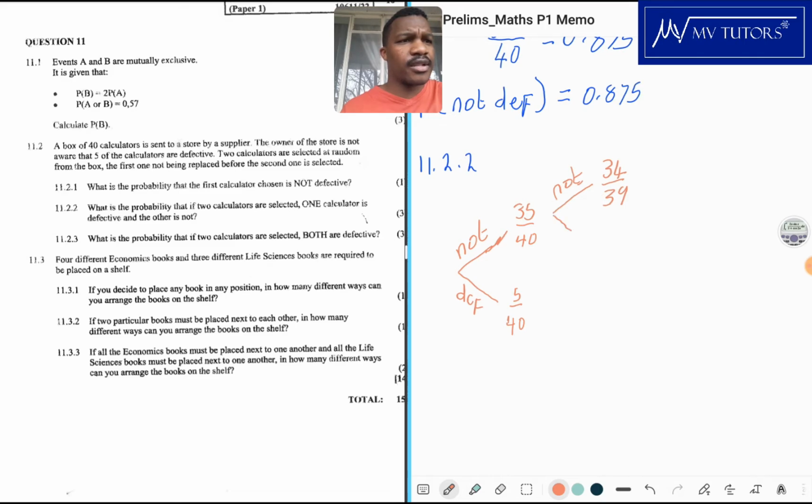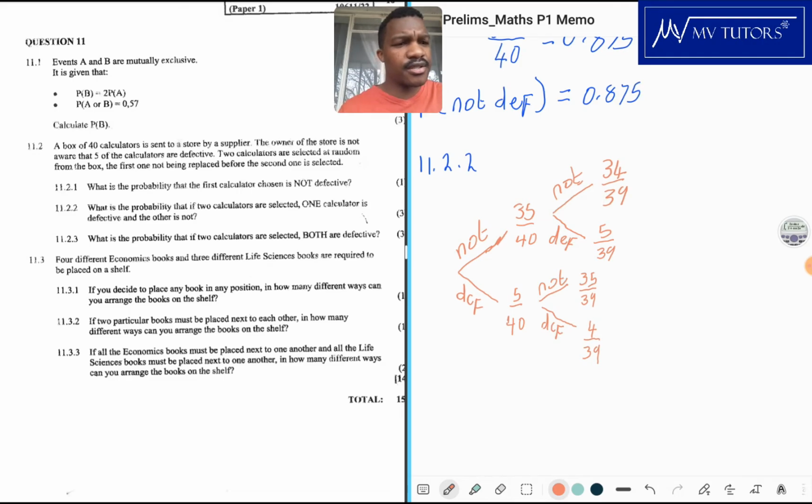Okay, but defective, if you've picked not defective first, then secondly you still have 5 defective in the sack and there's still 39 left. Now if we come to this one, where you pick not defective, if you've picked one that is defective, it means you're still left with 35 that are not defective. And how many in the sack totally? It's 39. And if it is defective, then you've picked one already, which means there are 4 defective ones left in the sack, and the total number in the sack is 39.